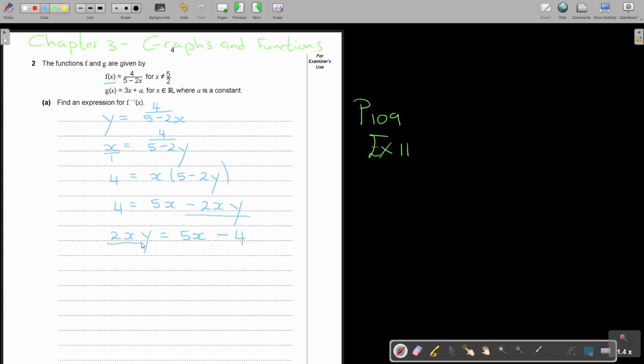So now I divide by 2x, and I divide by 2x. And I have that y is equal to 5x minus 4 over 2x. But don't forget, you must do this. You must say f minus 1 of x. You must indicate this new y as the inverse. And then it's going to be 5x minus 4 over 2x.